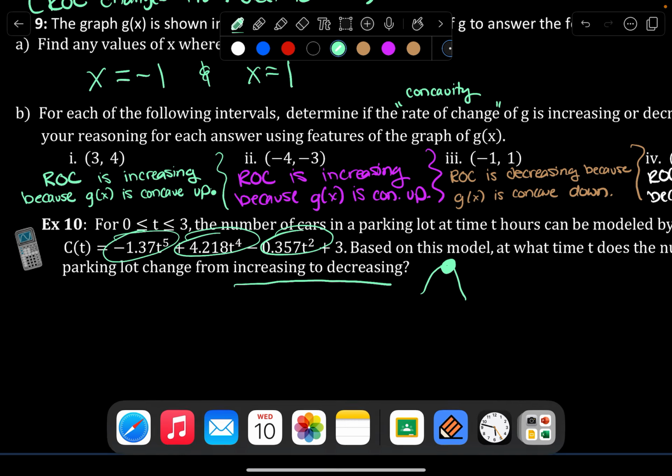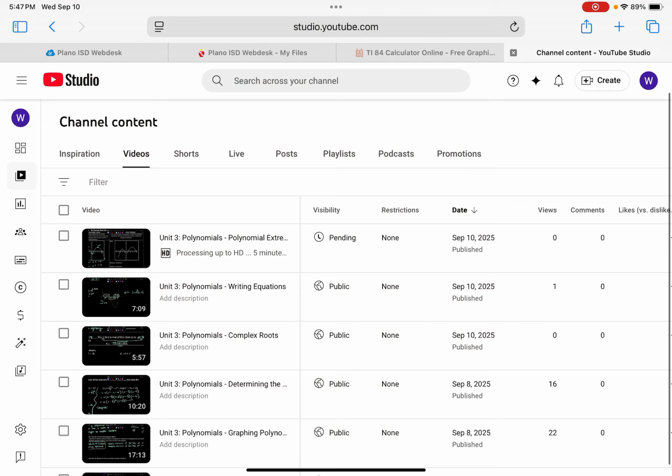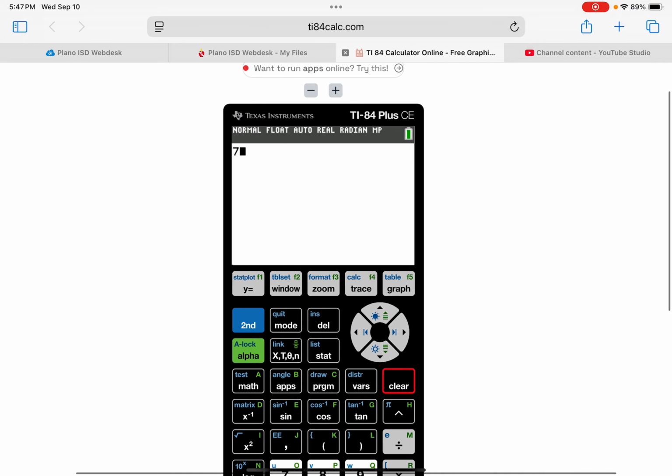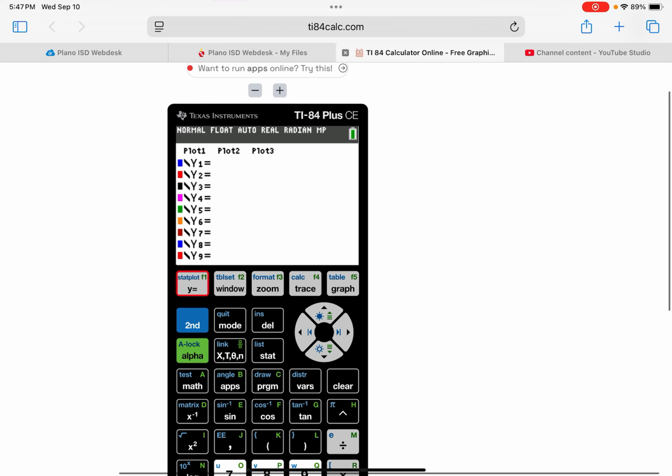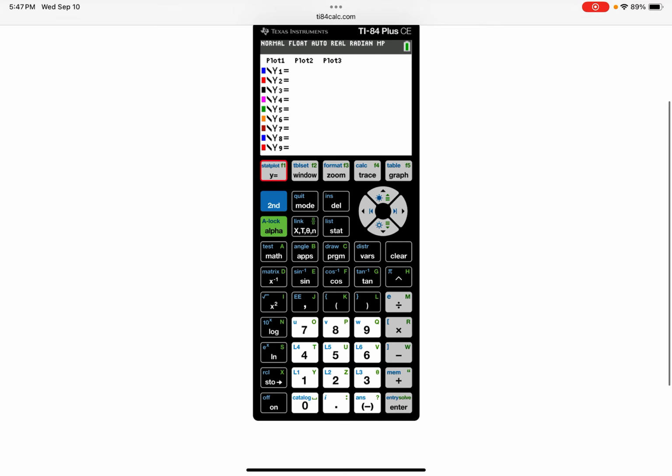So in the calculator, I'm going to locate mine. Uploading videos for YouTube. Okay, so the function is negative 1.37. It says t, but we're going to put x to the 5th, plus 4.218, x to the 4th, and then minus 0.357, x squared, and then plus 3.